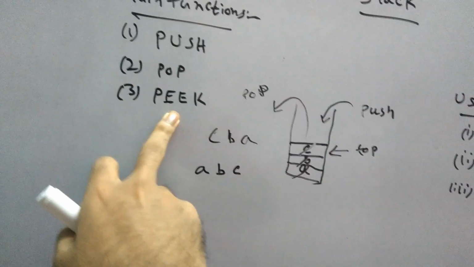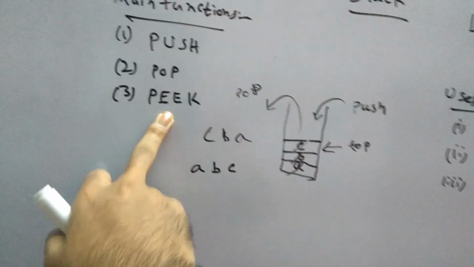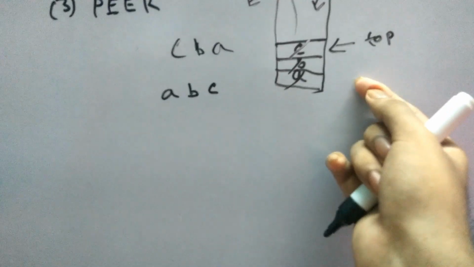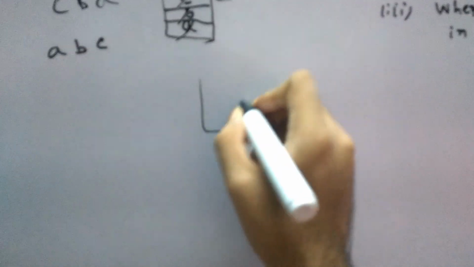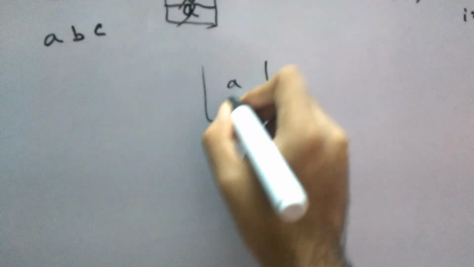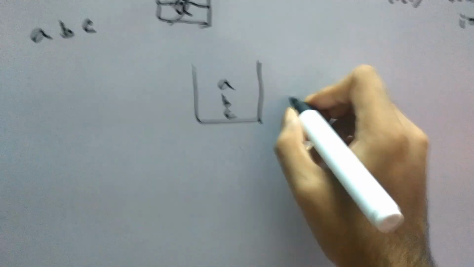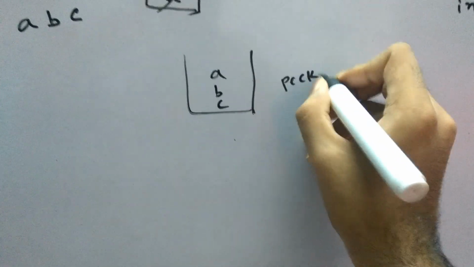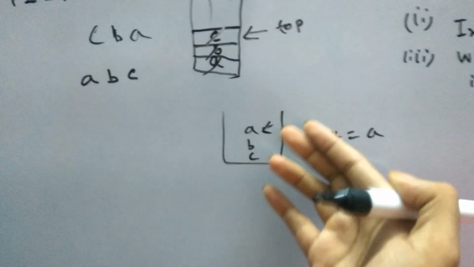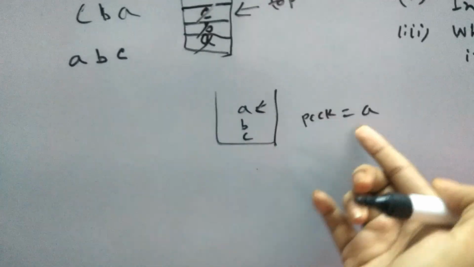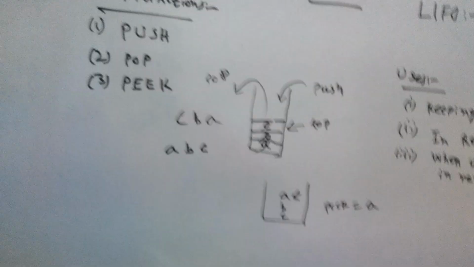So what is now this peek operation? The peek operation will simply return the top of the stack value. So if we have a stack like this where we have stored A, B, C, and we do a peek, then it will return the top of the stack, which is this value. It's simple: we are peeking at the top of the stack and seeing the value. So these are the very basics of stack.